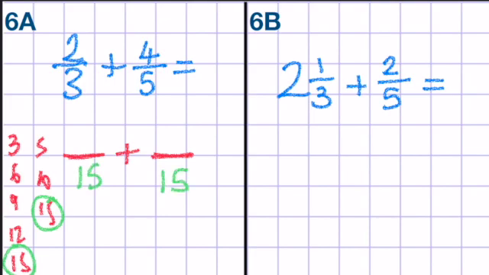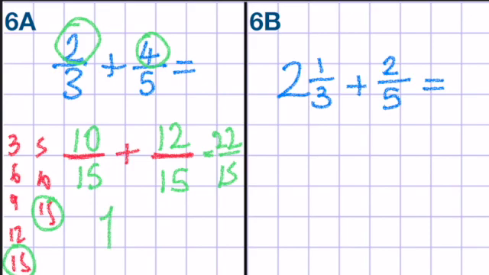So 3 you times by 5. 3 times 5 is 15. So we do the same thing to the top number. 2 times 5 is 10. Let's look at 4/5. To make 5 into 15, we've times it by 3. So we do the same to 4. 4 times 3 is 12. So it's 22 15ths. That is the correct answer. If you want to give it as a mixed number, 15 goes into 22 once, which is 1 whole, and it leaves 7 over. 7 15ths.